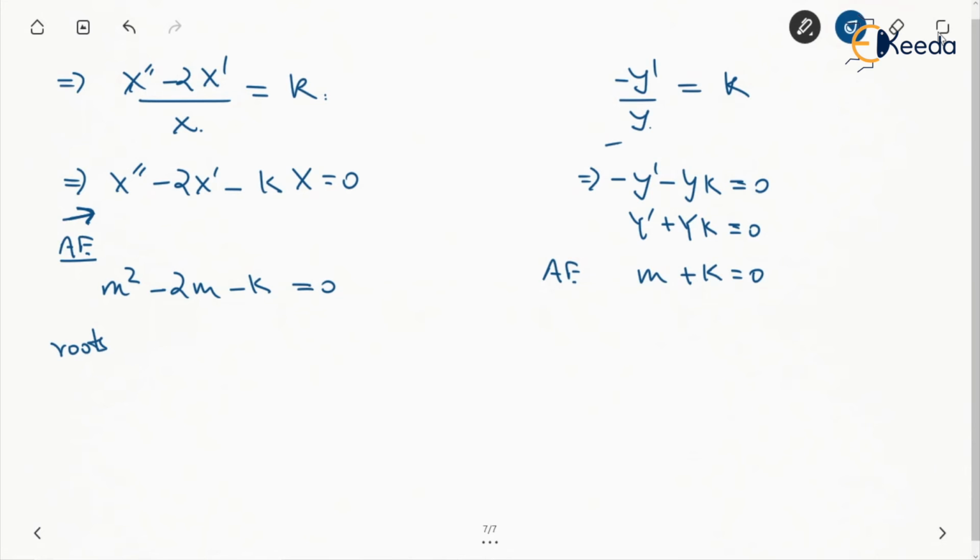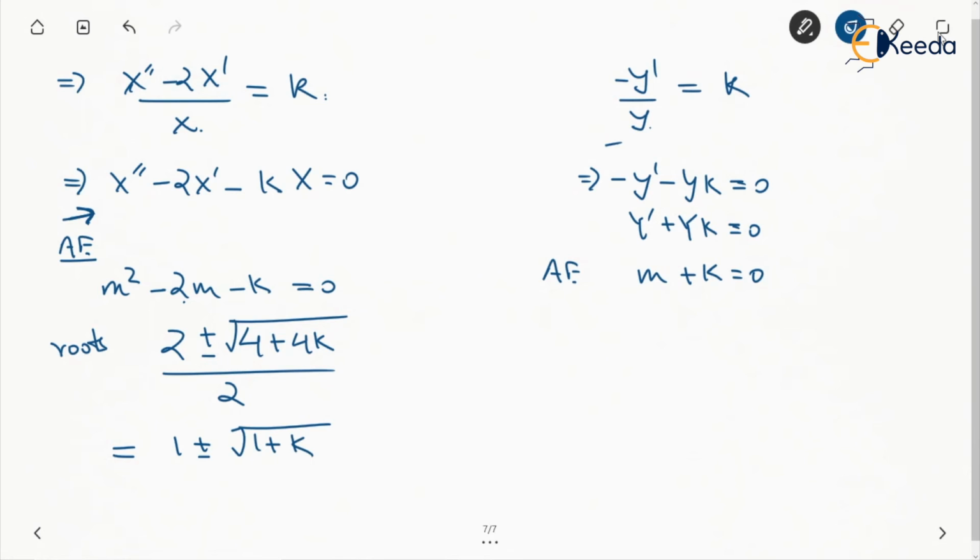Roots are going to be minus b, so that is 2, plus or minus under root of b square minus 4ac, that is 4 minus 4 times minus k, so 4 plus 4k, by 2. This becomes 1 plus minus under root of 1 plus k, right? And this one will simply become m equal to minus k. Fine. So we have got the roots for both the cases.